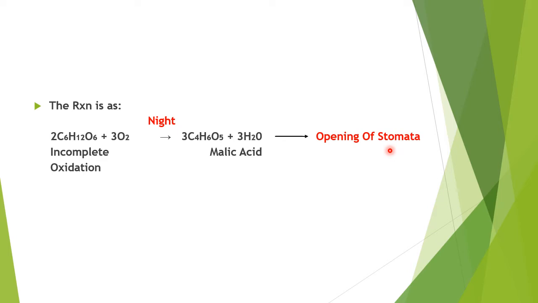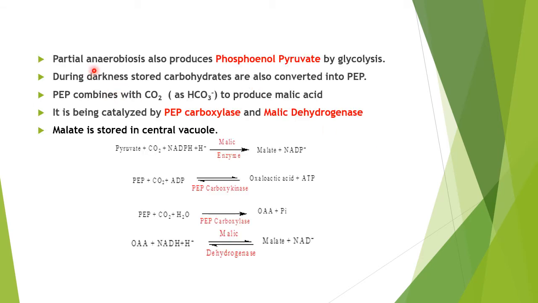So during night, there is an accumulation of acid, or acidification, in these plants. Because of the partial anaerobiosis, it also produces phosphoenol pyruvate by the glycolytic pathway. Because less oxygen is available, there will be formation of phosphoenol pyruvate, PEP, by means of glycolysis, and during darkness the stored carbohydrates are also converted into PEP. This phosphoenol pyruvate will combine with carbon dioxide to produce malic acid.